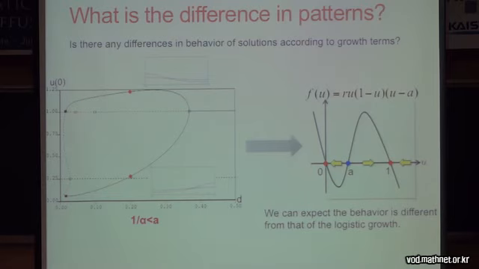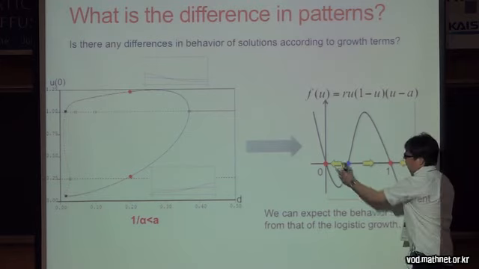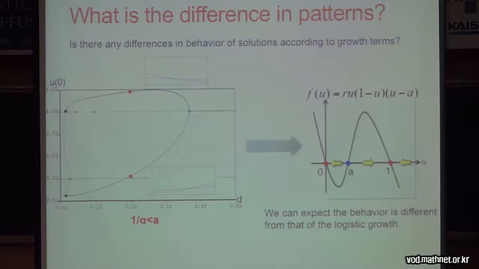So this means that when we consider the growth term, this part between 0 and A is also used to make this pattern. When we focus on small D, to make this pattern, this part is also used. So we can expect the behavior of the solution is different from that of the logistic growth case. So I show you some numerical simulations.